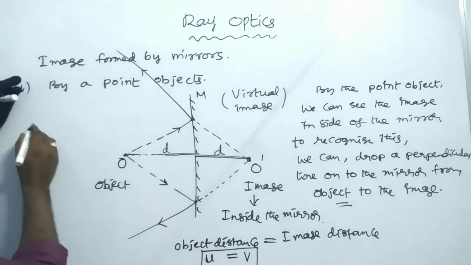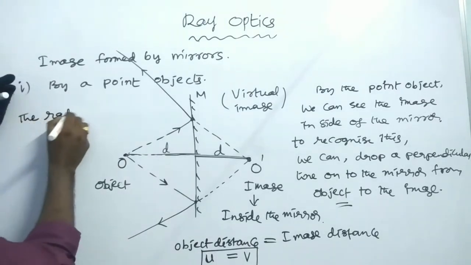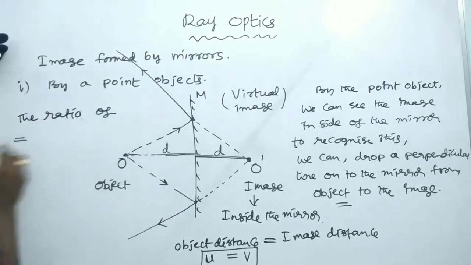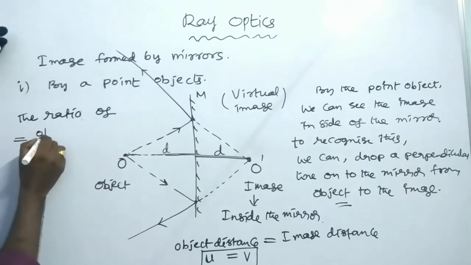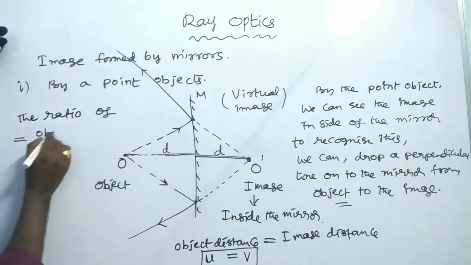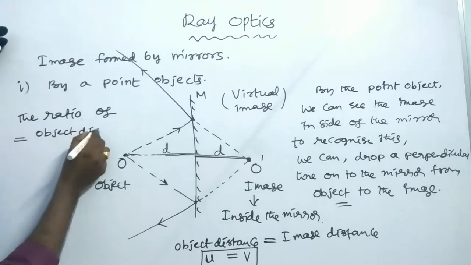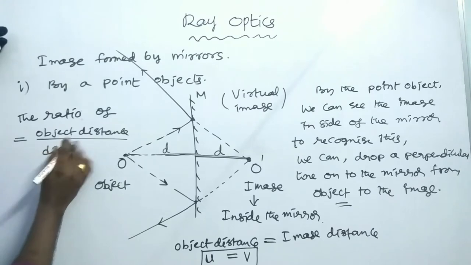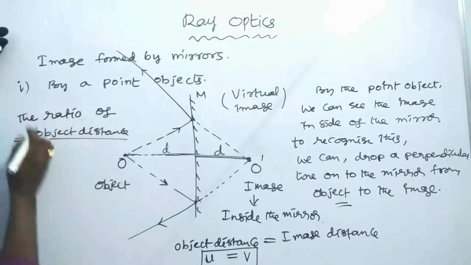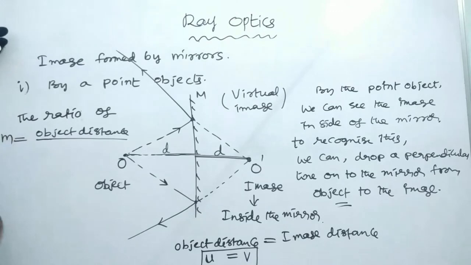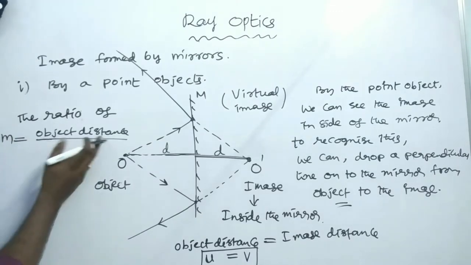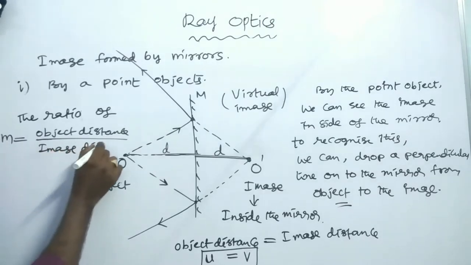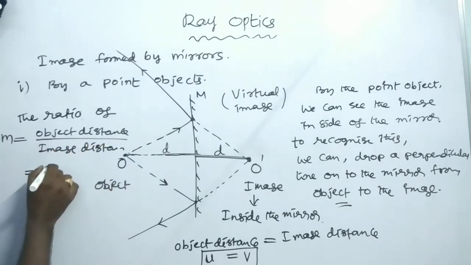Okay, the ratio of object distance to image distance is called magnification. So this is M here. Magnification is the ratio between the object distance and the image distance, it is u by v.